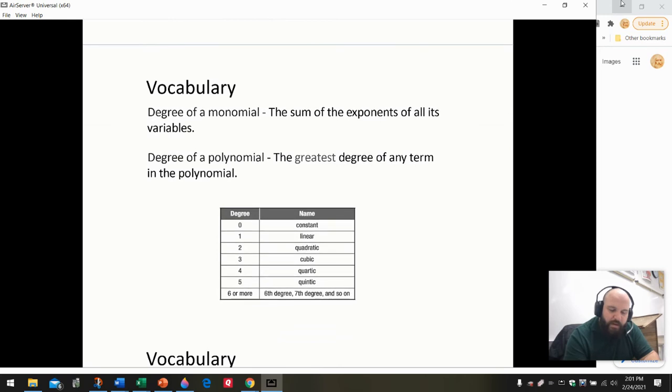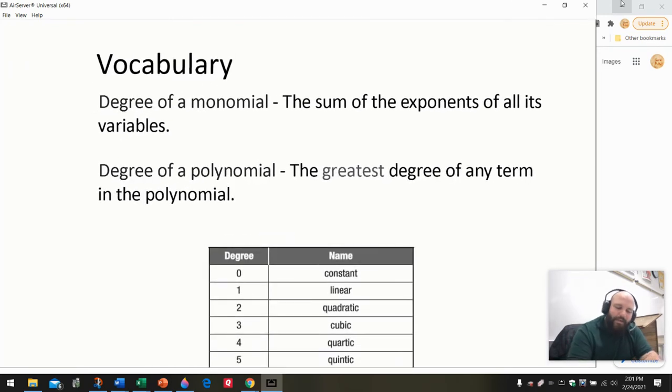Now, the degree of a monomial is the sum of the exponents of all of its variables. So very important here: how you find the degree is that you add up all of the exponents on the variables. As an example, if you just had x to the fourth, we would say the degree of that is equal to 4. It's simple because that's the only number we have.